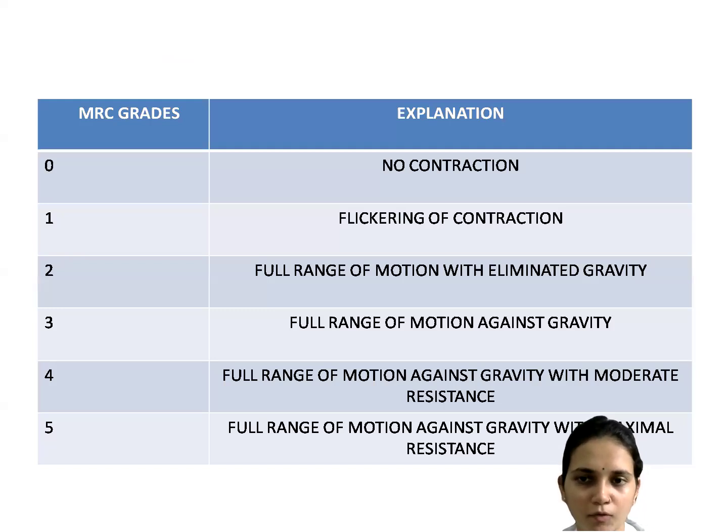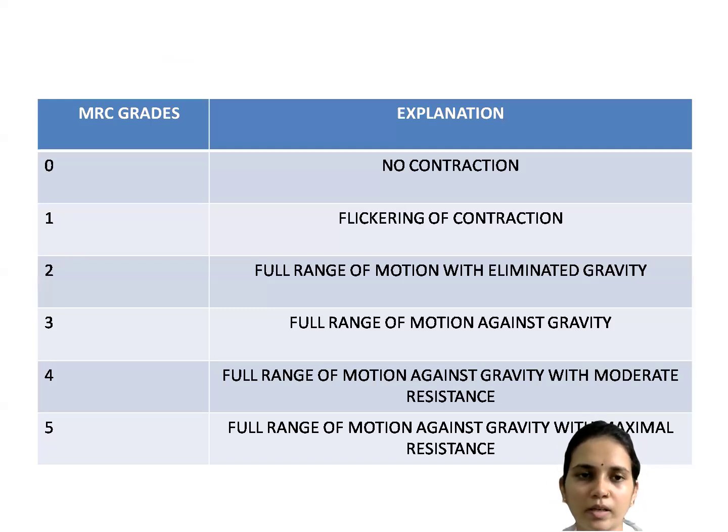Grade 1 is flickering of contraction. Grade 2 is full range of motion with eliminated gravity. Grade 3, full range of motion against gravity. Grade 4, full range of motion against gravity with moderate resistance. Grade 5, full range of motion against gravity with maximum resistance. So now we will see these grades one by one.